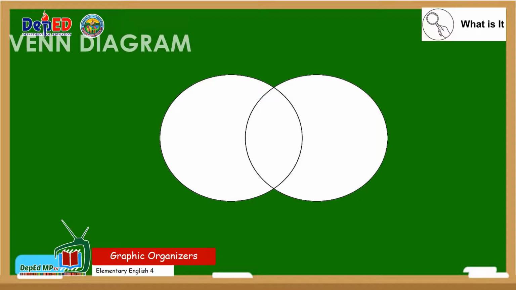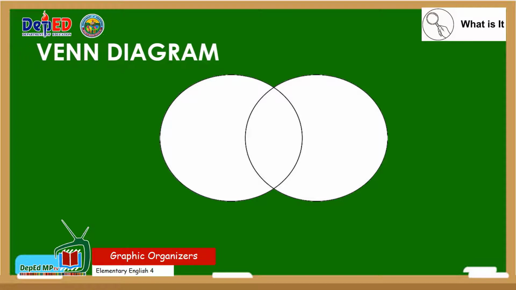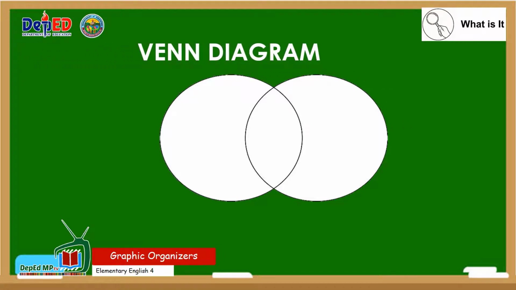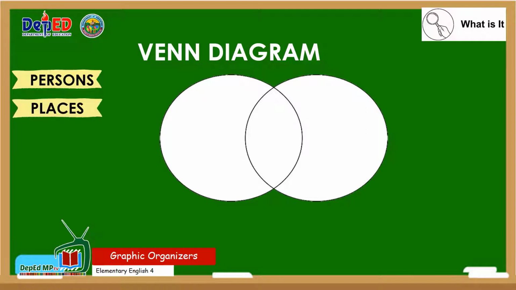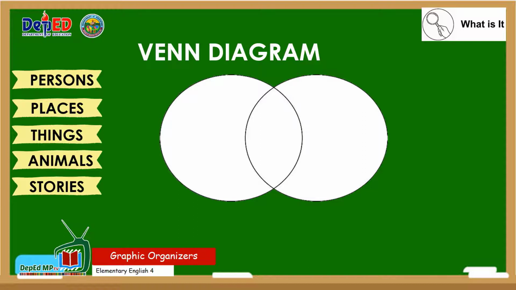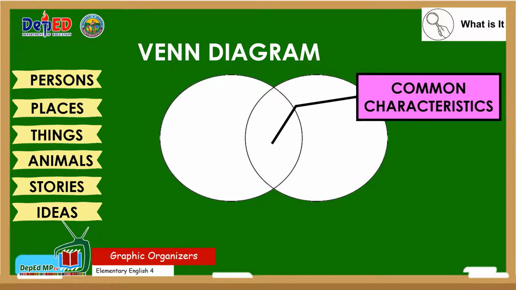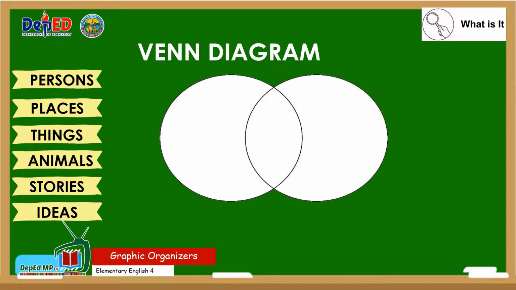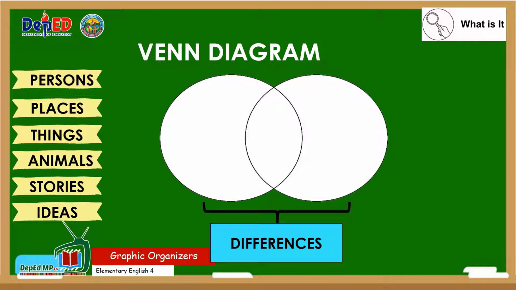Here is a Venn diagram. We use this graphic organizer to compare persons, places, things, animals, stories, and ideas. The center portion where the two circles overlap is for the common or the same characteristics of the things being compared. We write their differences at the outer circles.